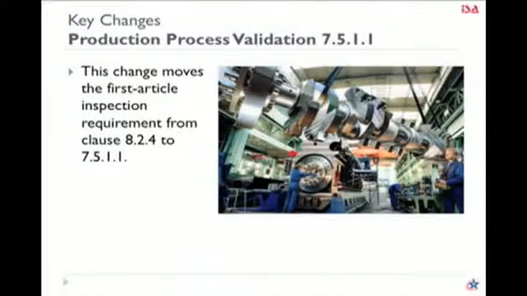This change moves the first article inspection requirement from Clause 8.2.4. It will require organizations to verify that their production processes, documentation, and tooling are capable of producing parts and assemblies that meet requirements. AS9100 will still be referenced as guidance and is often flowed down from major aerospace companies.